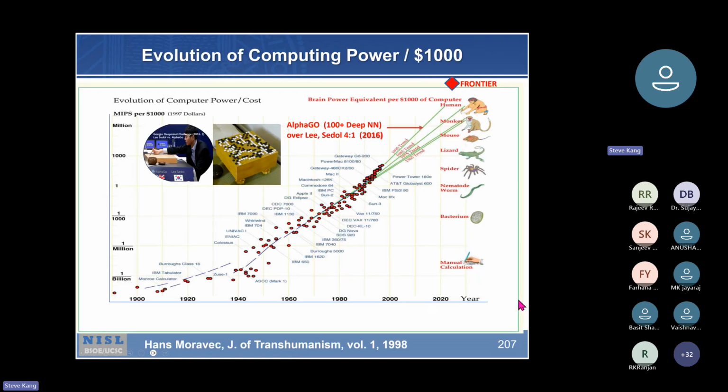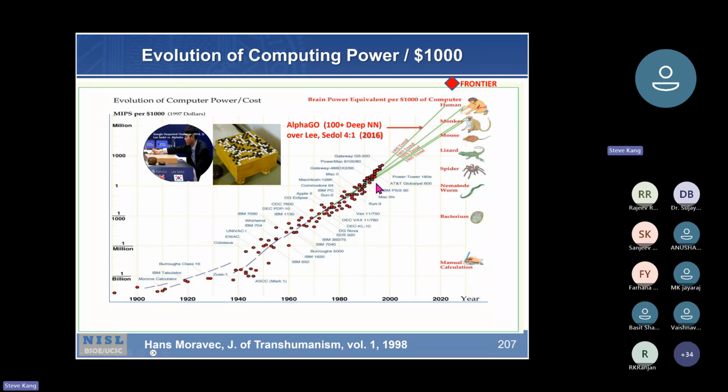Now, this is an interesting chart published in 1998. It goes back more than 25 years. And at that time, Hans Moravec plotted this progress in all these microprocessors and the computers and so on.